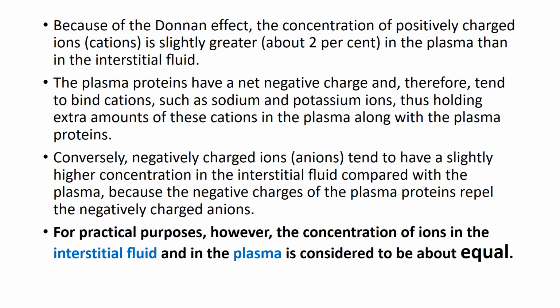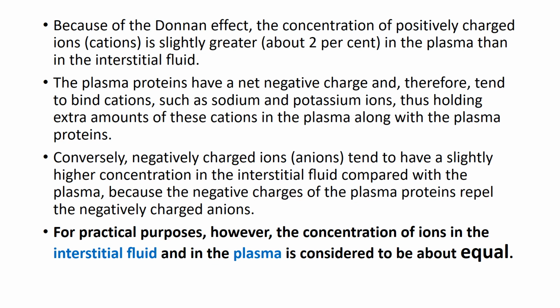Because of the Donnan effect, the concentration of positively charged ions, cations, is slightly greater, about 2%, in the plasma than in the interstitial fluid. The plasma proteins have a net negative charge and, therefore, tend to bind cations, such as sodium and potassium ions, thus holding extra amounts of these cations in the plasma along with the plasma proteins.